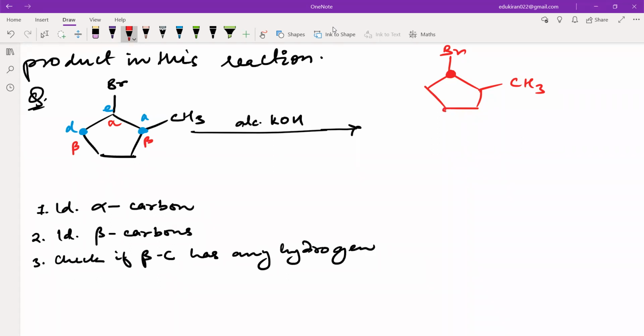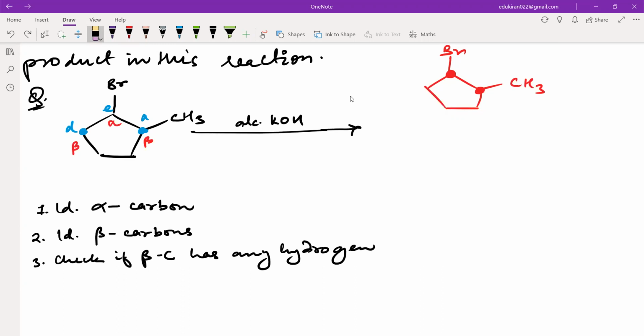Matthew, what about this carbon? How many hydrogens are there? One. Okay, what about this? How many hydrogens here? One. What about here? One. Okay, so that means you are saying we have a structure like this.